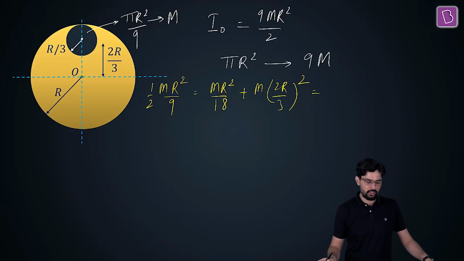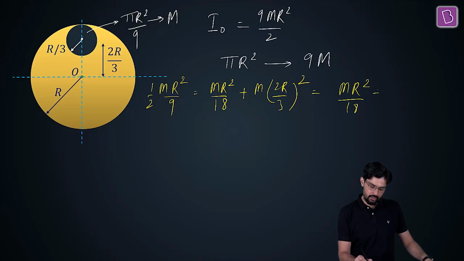And this is the moment of inertia of the removed portion about the axis perpendicular to the plane and passing through the point O. So this is nothing but 4 by 9. So mr square by 18 plus 4 by 9 mr square gives us 9 mr square in the numerator, and this is mr square by 2, right?